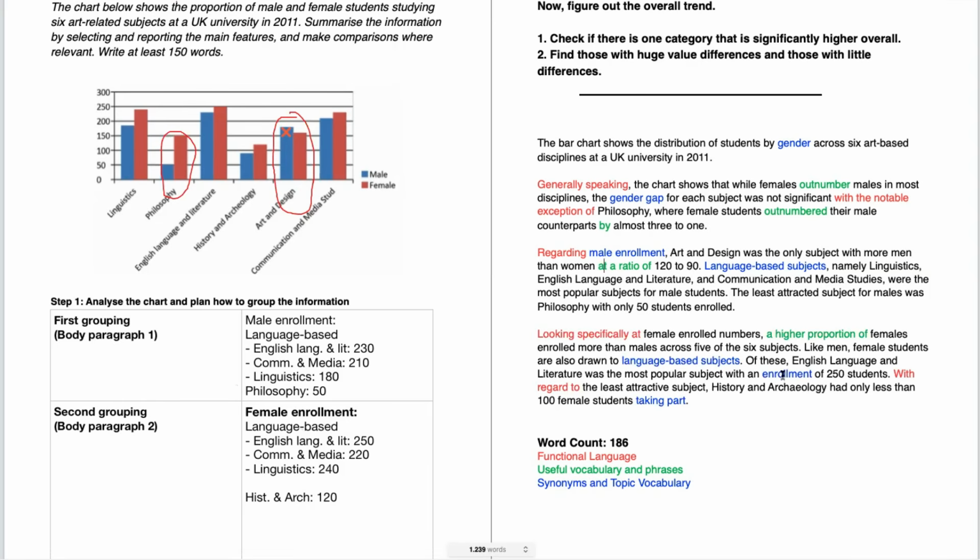And of course, we have enrollment. Taking part is also a great verb phrase. Basically means participating in. But the more you use these great verb phrases, the more your examiner will understand that you've got a great vocabulary acquisition.